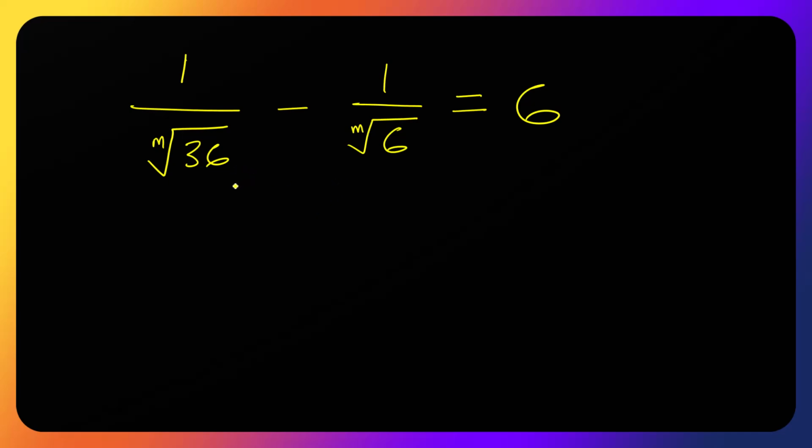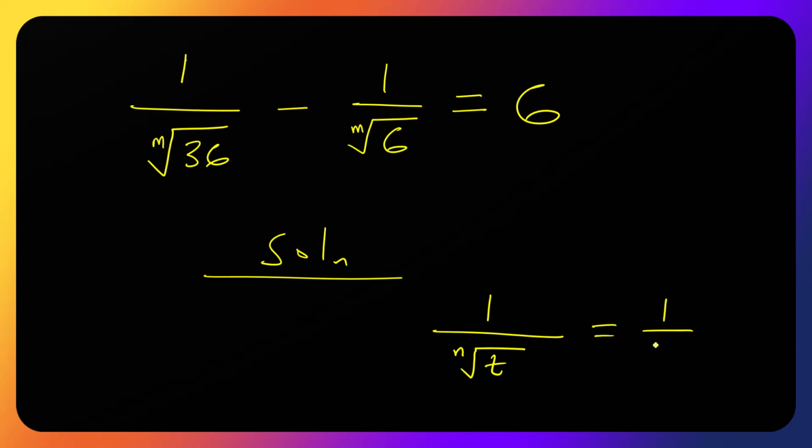Now let's solve for m here, given (1/36)^(1/m) minus (1/6)^(1/m) equals 6. Solution. Now before we get started, let's understand that the m-th root of t is the same as t all raised to 1 on m. Let's understand that.